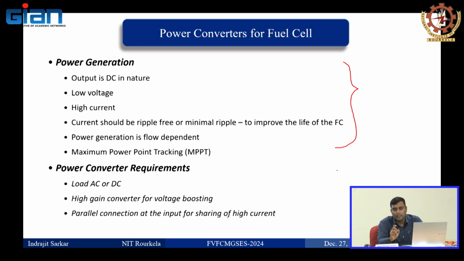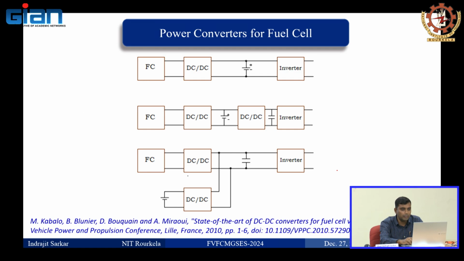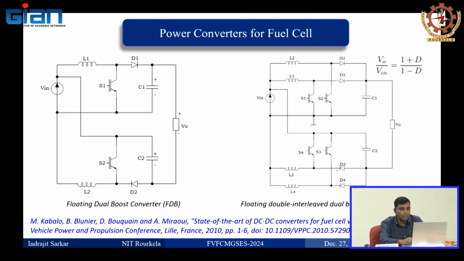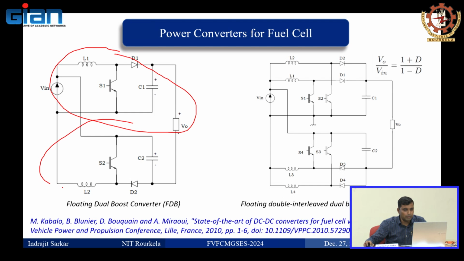Let's say the converter that you are going to use here is having 30 ampere, the inductor at the input has to carry 30 ampere. Now if you split it into two inductors, the two inductors will carry 15 ampere each. So in that case, you can reduce the loss, and you can improve the availability and reliability of the system. So the converter that is proposed here is a floating dual boost converter, where this is one boost converter and this is another boost converter, so that the gain of this converter is twice that of a boost converter.